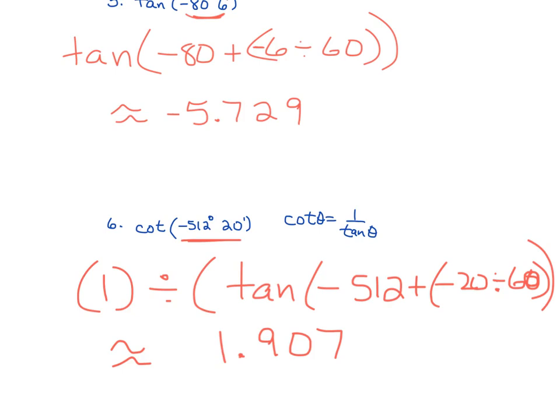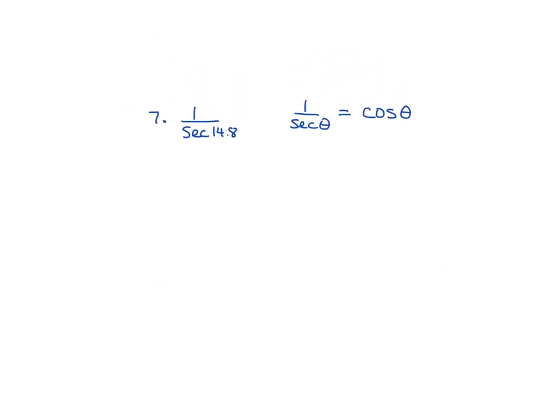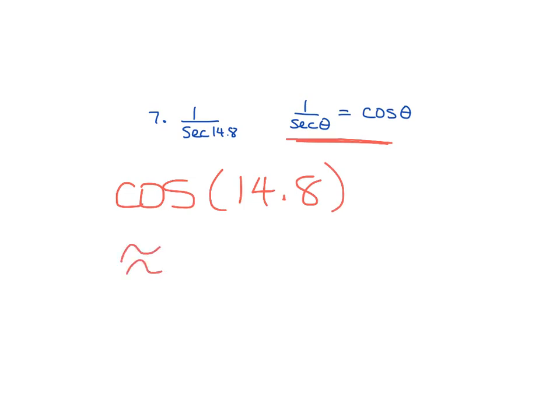Next one is secant. It's a reciprocal. Pretty good? Anybody still need it? Let's try the next one. So again, notice they're doing 1 over secant of 14.8. I've already got it set up here, so all I need to do is cosine 14.8. No conversion here, it was already a decimal. And this is approximately equal to 0.966. Again, this is reasonable. Cosine has to be less than 1. So this is a valid answer.